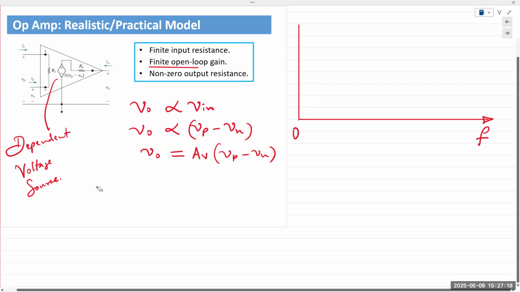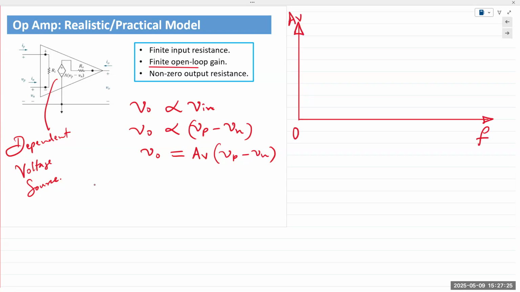Actually, I don't need to draw the arrow again. And let's say this is the gain. For an ideal op-amp, obviously, the gain is going to remain infinite and it's going to remain a flat line. But for a real-life op-amp, it's going to start dropping off.